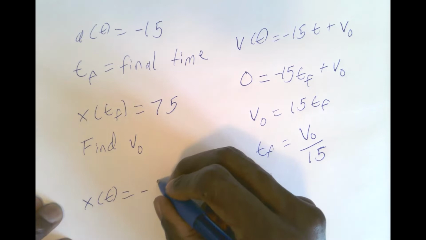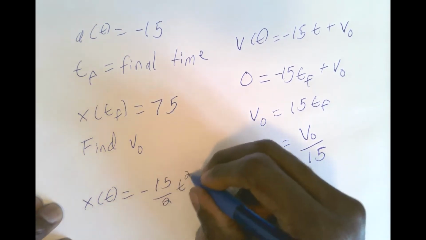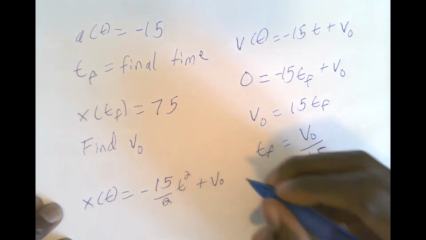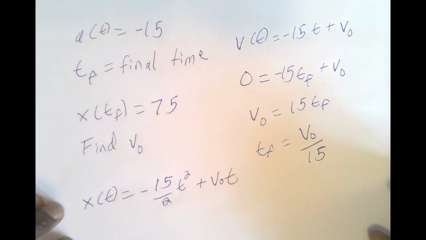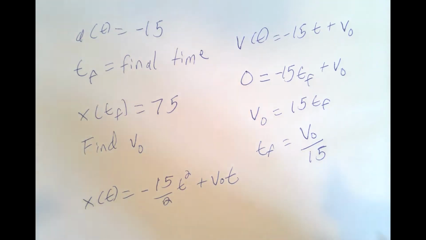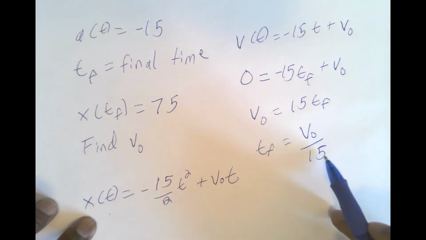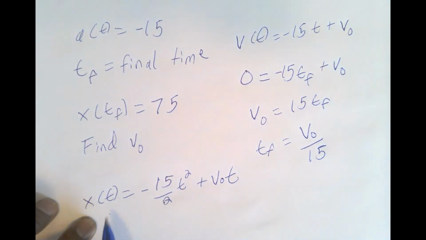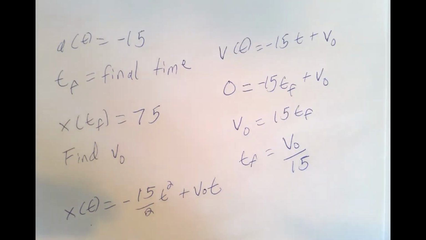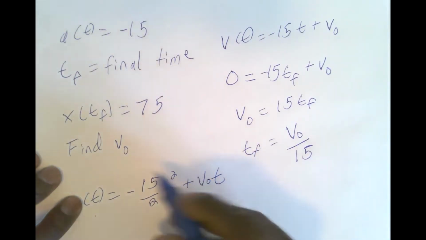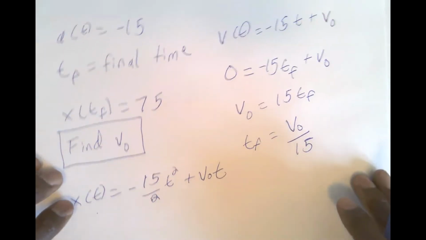And that'll be negative 15 over 2 t squared plus v naught t plus the initial position. To make this easier, I'm just going to say that the initial position is 0. So plus 0. So what I'll do is I'll plug in t sub f into this position function. And I know x of t sub f is going to be 75. But I'm going to plug t sub f in terms of v naught because I can solve for v naught. So if you think about it, this will become 75. This will become something in terms of v naught. This will become something in terms of v naught. So it's going to allow me to solve for v naught, which is what the problem wants me to find in all. So running out a little bit of room.